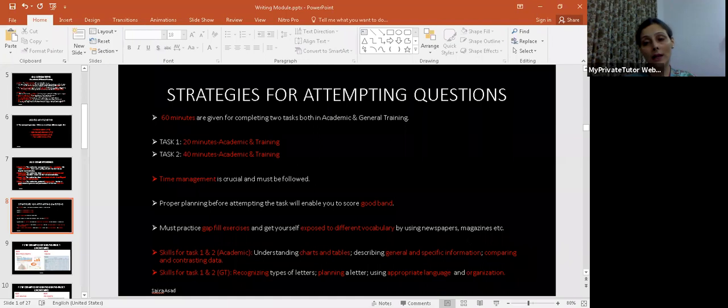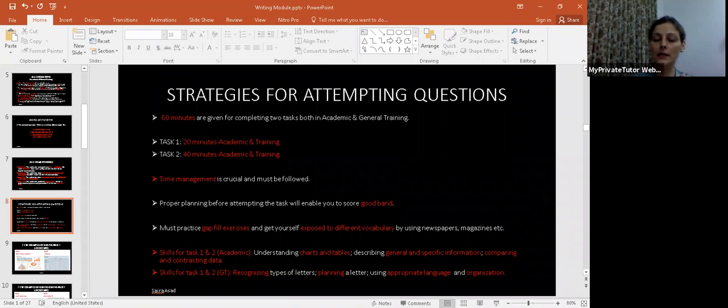Skills for task 1 and 2, academic. In task 1, there will be a visual in the form of a bar chart, pie chart, or table. You have to understand first what they are asking. Don't spend too much time, but just get an idea of what you're going to explain. Focus on the general and specific information, and how you're going to compare and contrast the information.